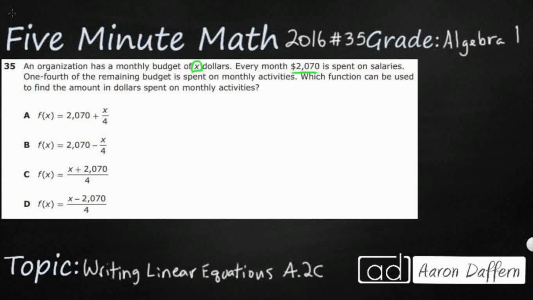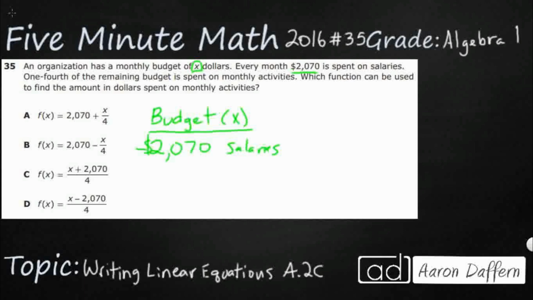So I'm just going to create a representation here. So the budget is kind of like this big, right? So that's the big bucket right here. So we're taking money away from this budget because a budget is how much you have to spend, right? So we're going to take away this $2,070, and we know that. So we're going to take our budget, take away that 2070, and then we're also going to take away something, so this is the salaries.